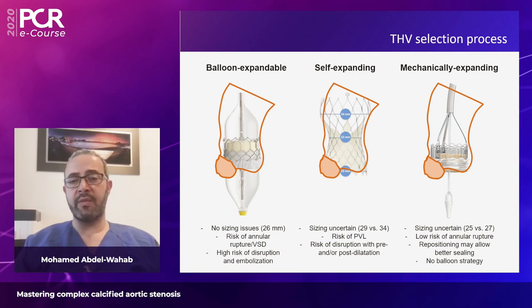So this is why, at the end of the day, we were more comfortable choosing a mechanically expanding device, because the anatomy is very hostile. We were not sure what we were dealing with, and we wanted to have everything under control. And I think this is one advantage of the Lotus mechanically expanding device, that you can control what you're doing.